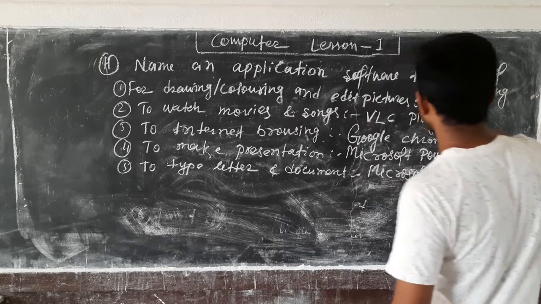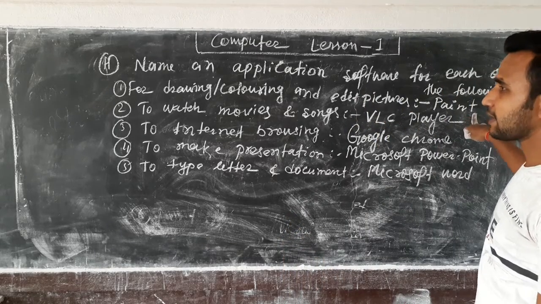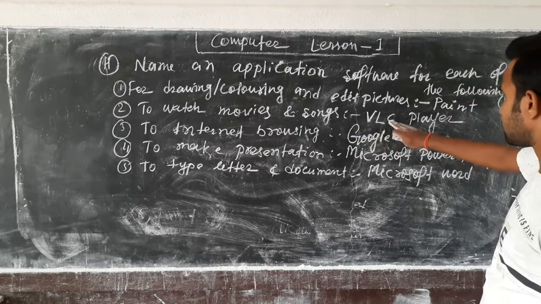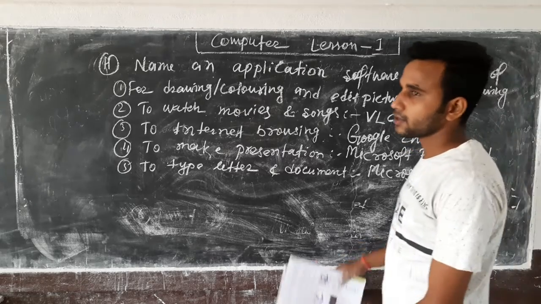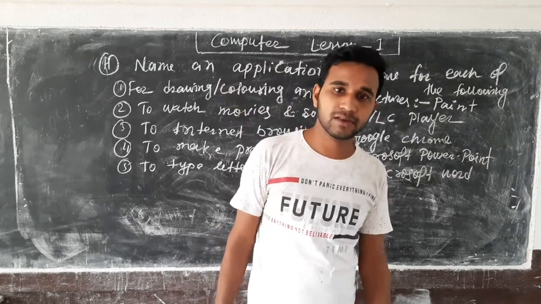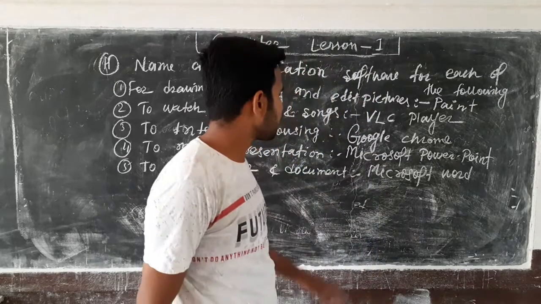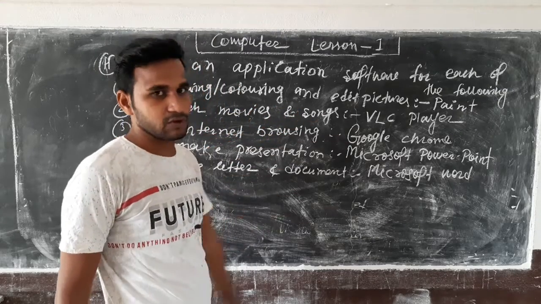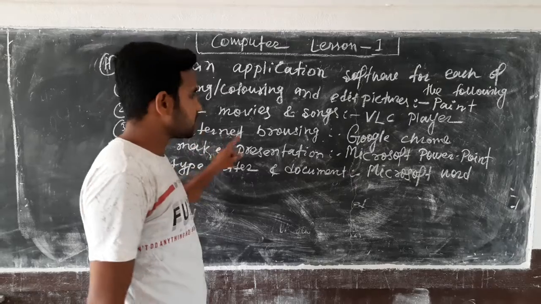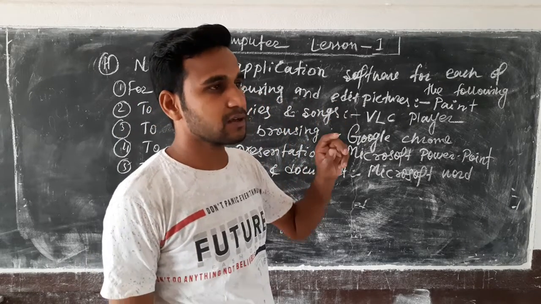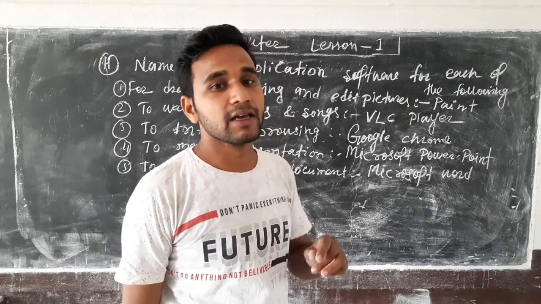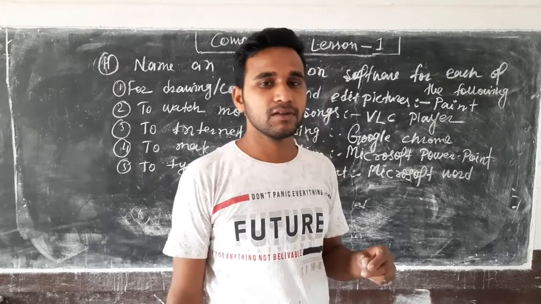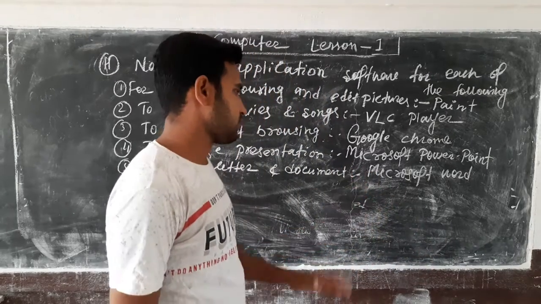We can directly use MS Paint, Microsoft Paint also. To watch movies and songs, here a book PSC player is given, but we can also use Windows Media Player, KV Player. So this type of application software we can use for watching movies and songs. To access internet browsing, we can use Google Chrome, Internet Explorer, Mozilla Firefox, Opera. So these all are the web browsers.